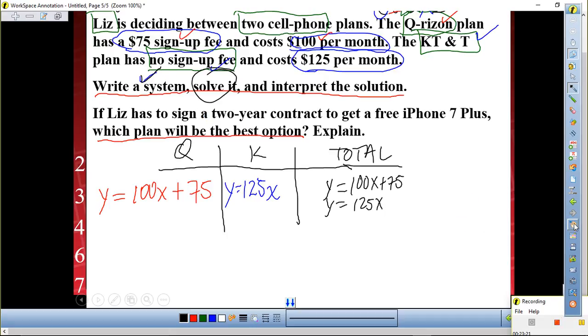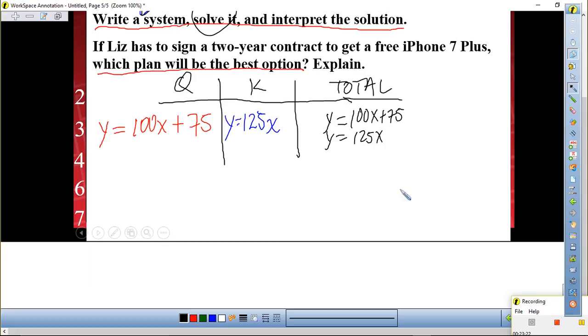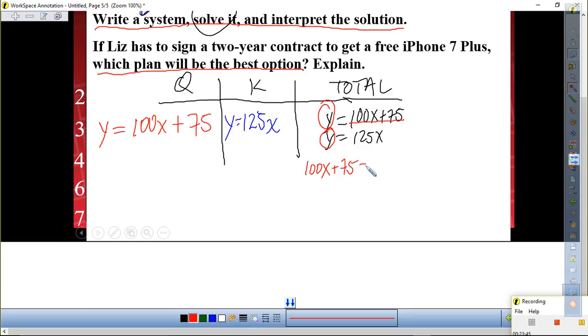We know 2 ways of solving that. We can graph it, or we can use substitution. Is that correct? So let's see. What is step 1? Solve one of the equations for one variable. What do you guys notice? Both are solved. So check this out. What is Y on this one? 100x plus 75. So on the second one, instead of writing Y, what are we going to write? 100x plus 75 equals 125x.